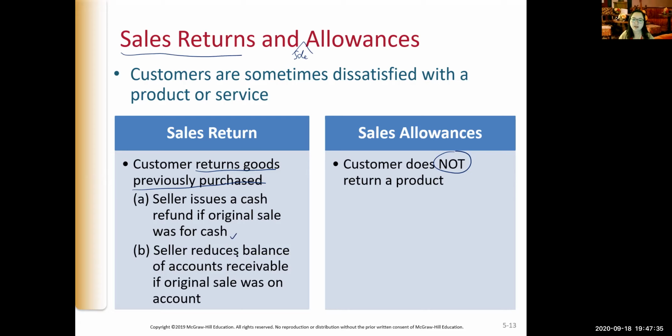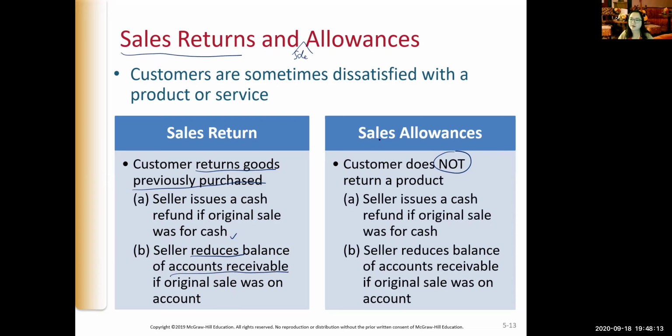And then B, the seller reduces the balance of accounts receivable if the original sale was on account. Okay. So if, for example, you bought $10,000 of products, but you only want to return part of those products, once you tell the seller, which is the company, that you want to return part of the products you received, the company immediately reduces the balance of the accounts receivable.